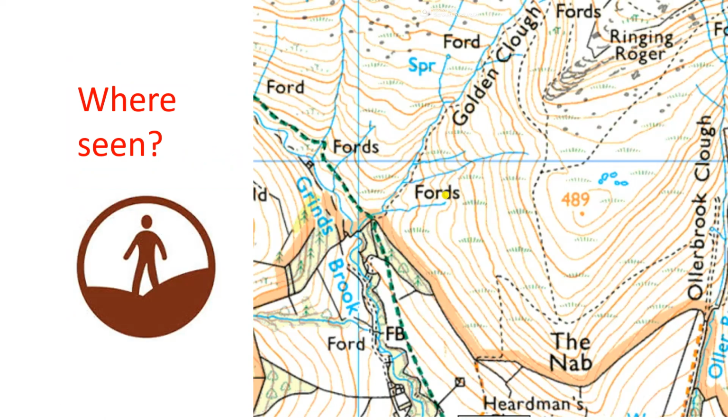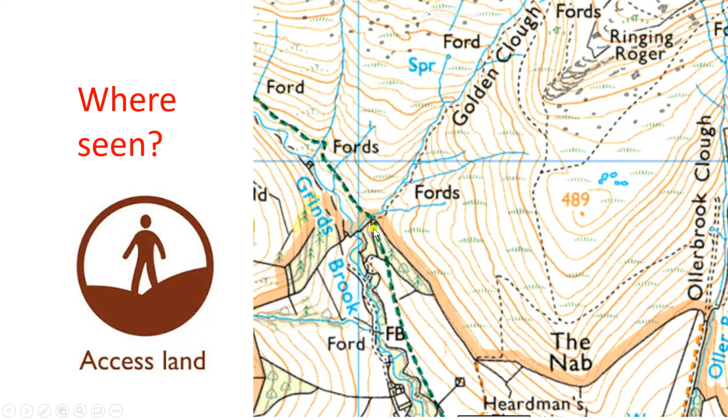So, in this one, where would you see that symbol? Well, that symbol is an access land symbol. Access land is shown on the Ordnance Survey 1 to 25,000 as this thick highlighter pen type symbol, almost the same colour as the contour lines. So this is the boundary between access land and non-access land, and we'd see the symbol whenever we can cross from non-access into access land.